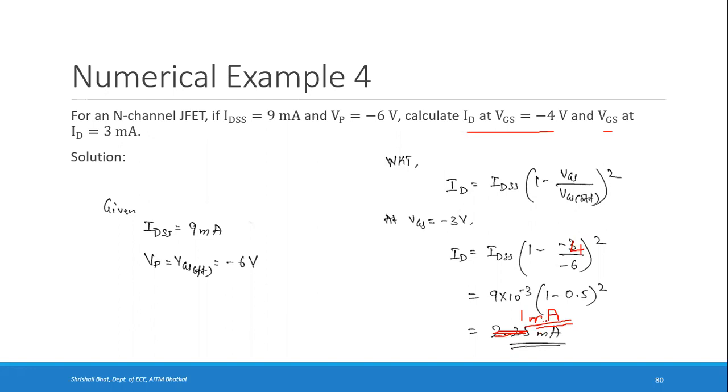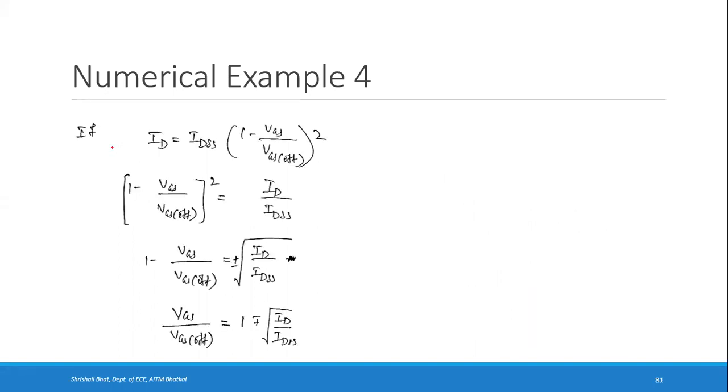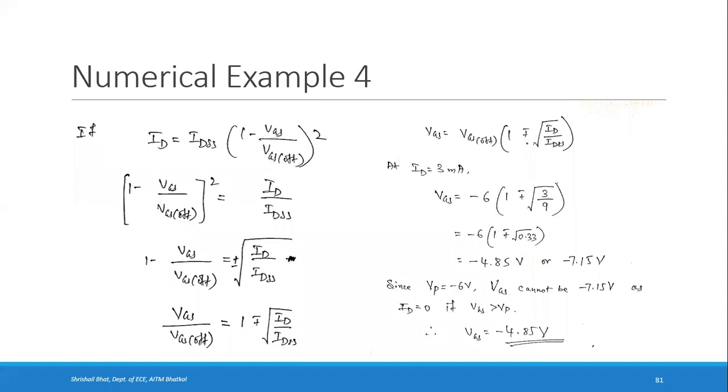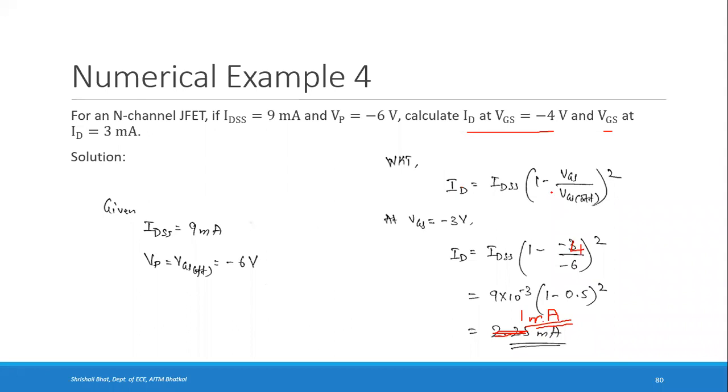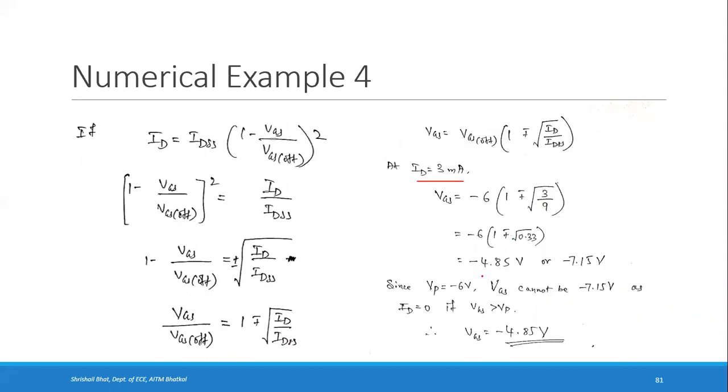Then similarly, you are asked to find VGS at a certain ID. When ID is 3 milliamps, how to find VGS? Again, you rearrange this equation to get the value of VGS as VGS(off) into 1 minus or plus the square root of ID divided by IDSS. Here ID is given as 3 milliamps, IDSS is 9 milliamps. When you substitute, you get two answers again because of the plus or minus. You get minus 4.85 or minus 7.15.